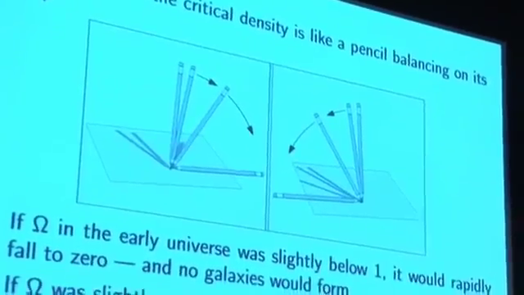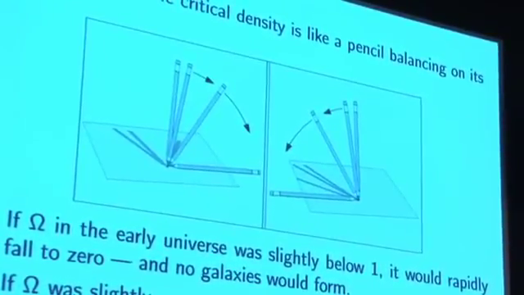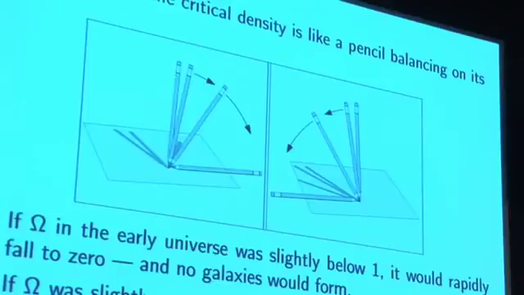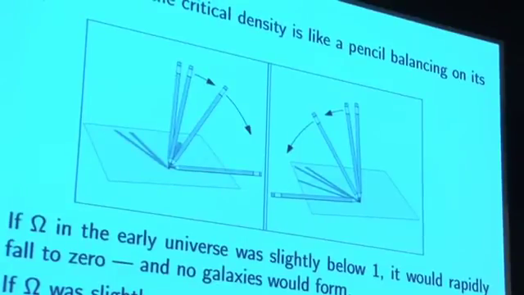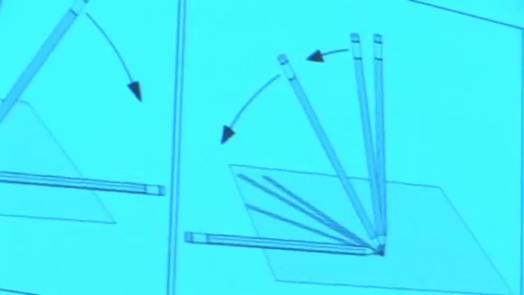If it stays exactly straight up, that's a solution to the equations of motion. It can in principle stay exactly straight up forever, talking about a classical pencil. But if the pencil is leaning just a little bit in any direction, it will rapidly start to fall in that direction. And that's the same way that omega behaves with respect to omega equals 1.